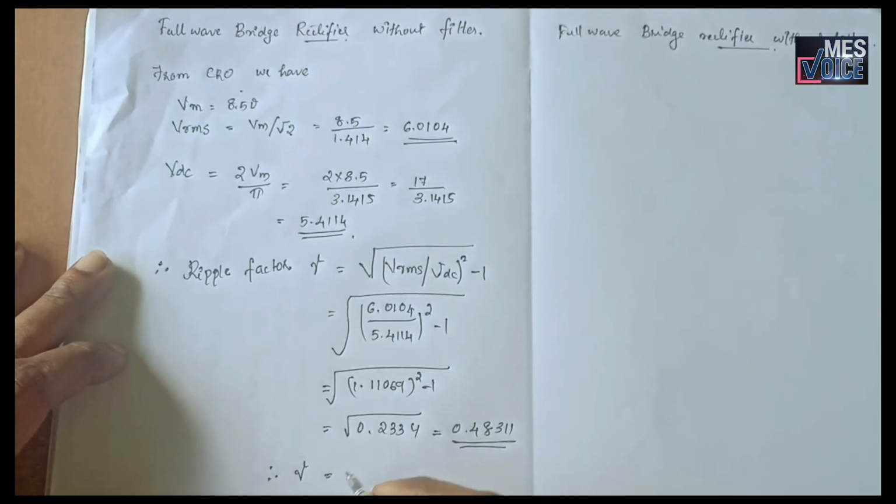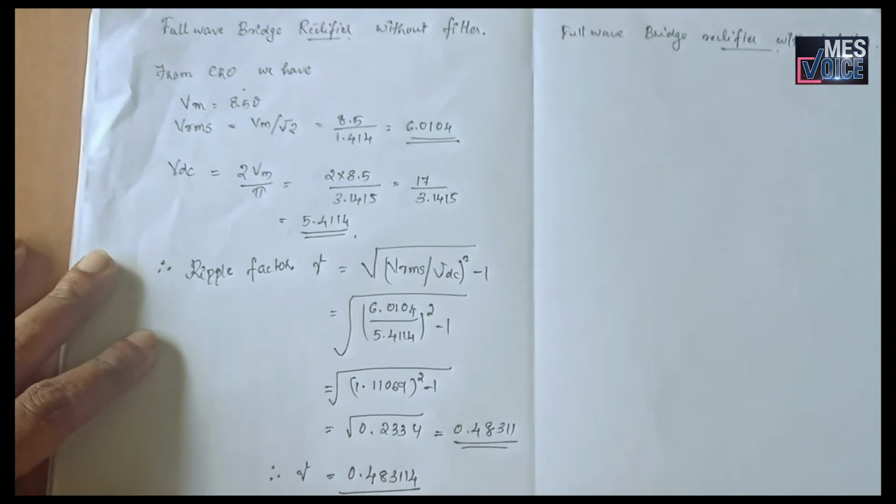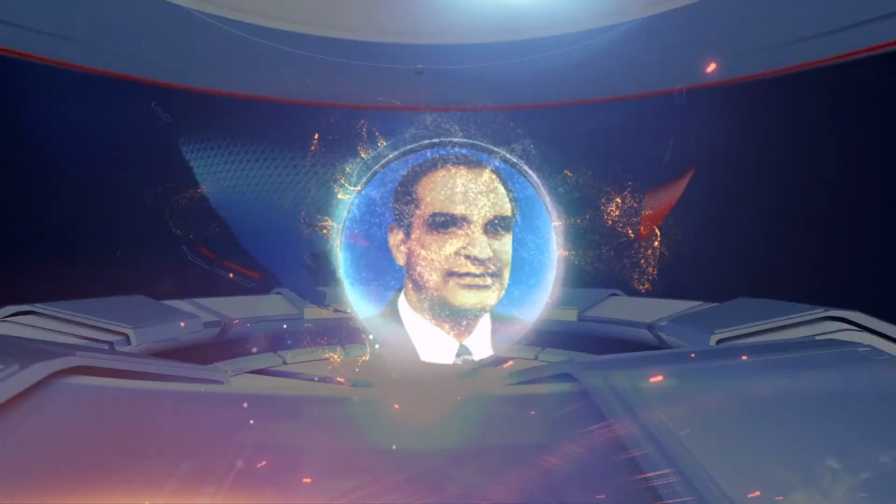Therefore the value of the ripple factor is equal to 0.4831. This is the value of ripple factor without filter.